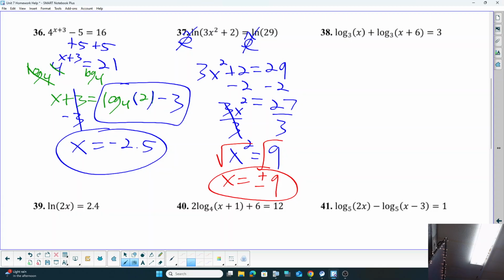There we go. So then we have to condense it to log base 3. What does addition become? Addition becomes multiplication. So log base 3 of x times x plus 6.